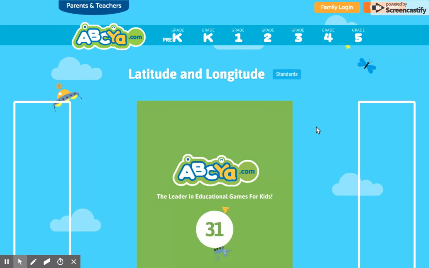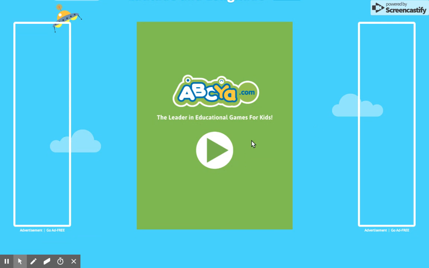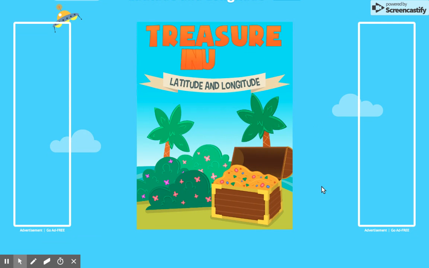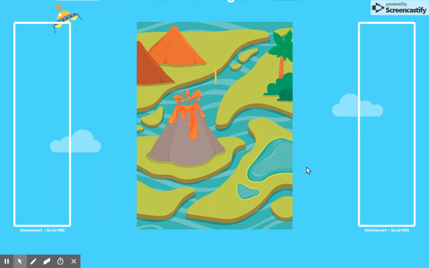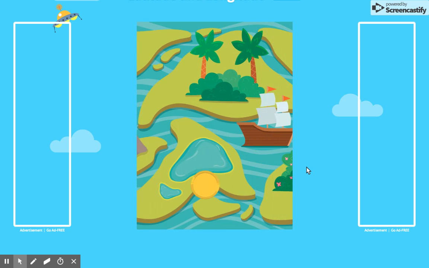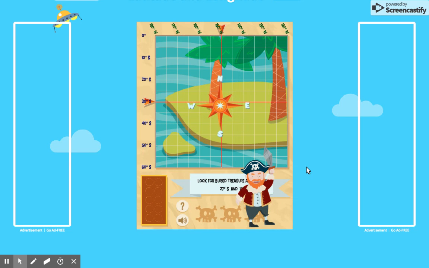Help me find the gold coins. Read the coordinates carefully and touch the correct place on the map. You can use the arrows on the X and Y axis as guides while you try to locate the treasure.